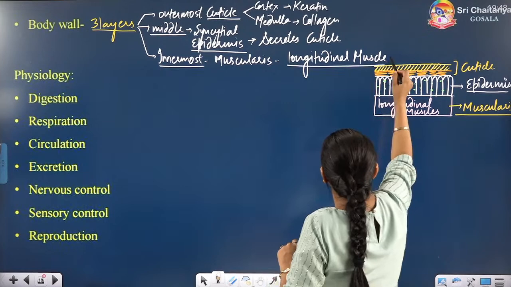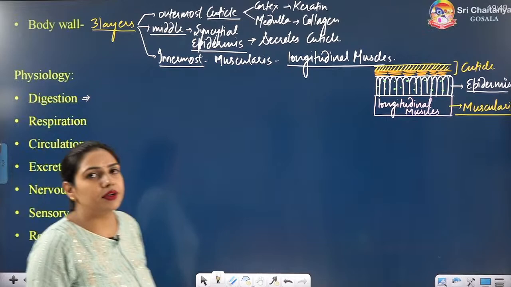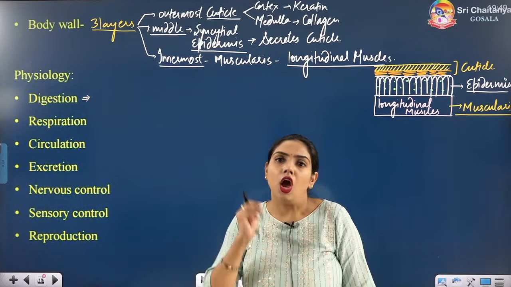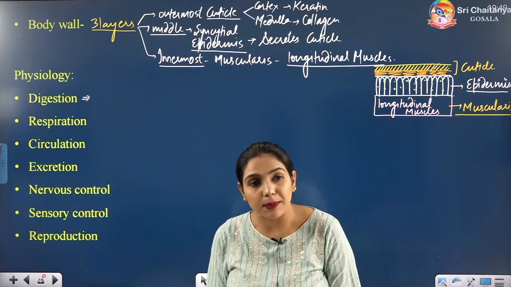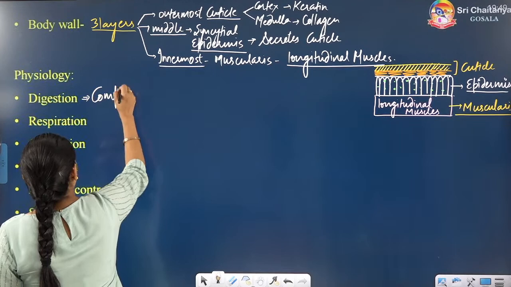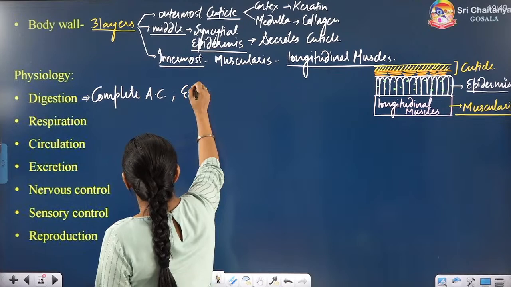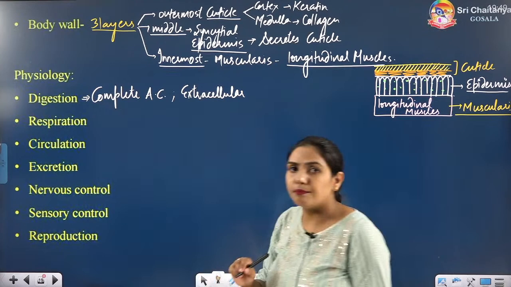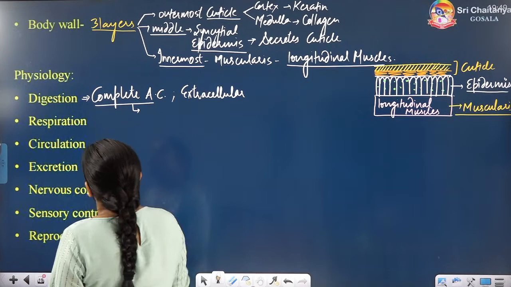Coming to the digestion, they have complete alimentary canal, very, very important. Till now we were seeing incomplete alimentary canal, or we were telling that the digestive system is absent. But here in this case, there is complete alimentary canal. There is extracellular digestion. Complete alimentary canal means two openings will be there, mouth and anus.